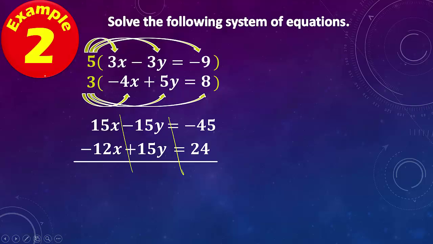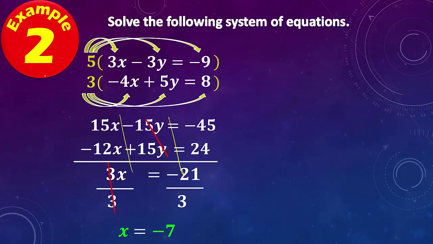15x minus 12x is just 3x. The negative 15y and the positive 15y are going to cancel out. And negative 45 plus 24 is negative 21. Divide both sides by 3 to get x equals negative 7.